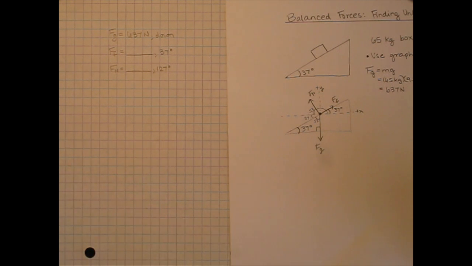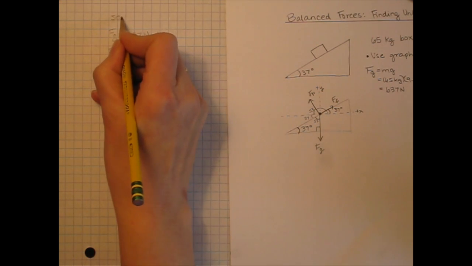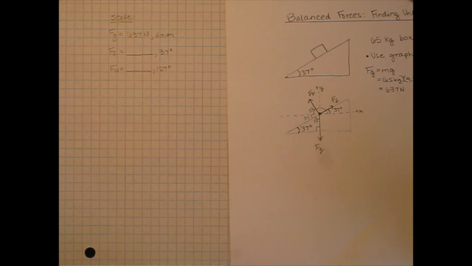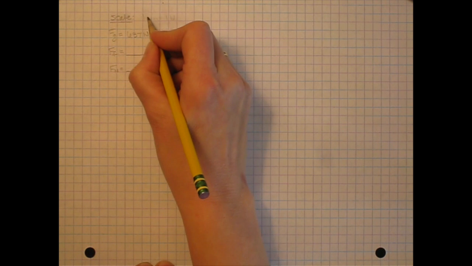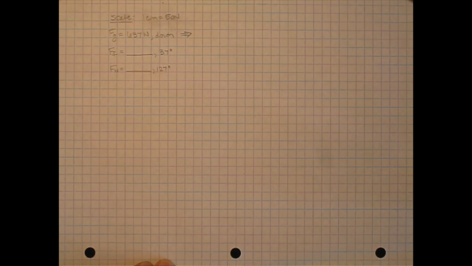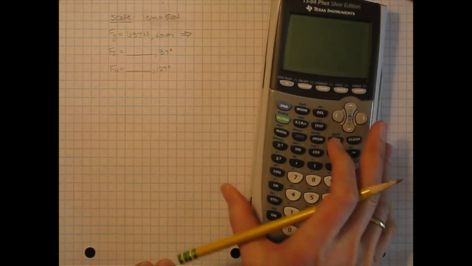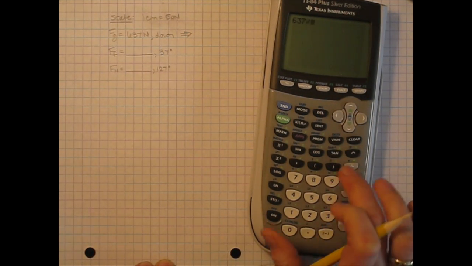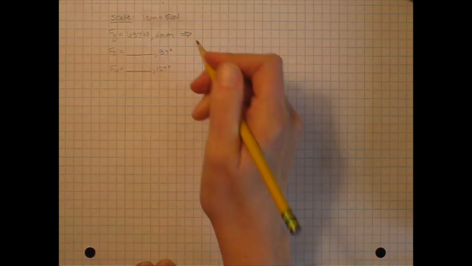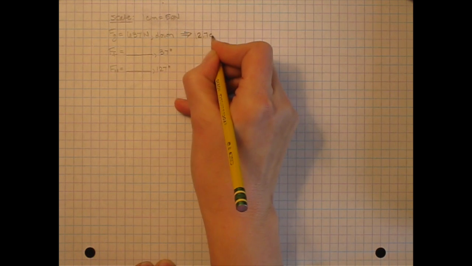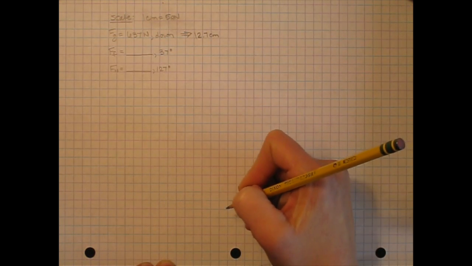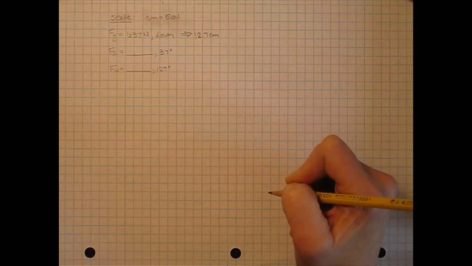Now we need to choose a scale that will be useful for drawing our graphical diagram. I'm going to choose a scale of 1 centimeter equals 50 newtons. So that means that my force of gravity vector will be 12.7 centimeters long. You want to make these vectors as long as you can when you draw them graphically. It will make your results more accurate.